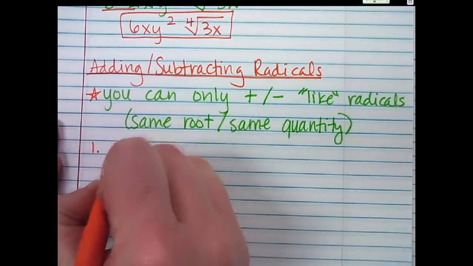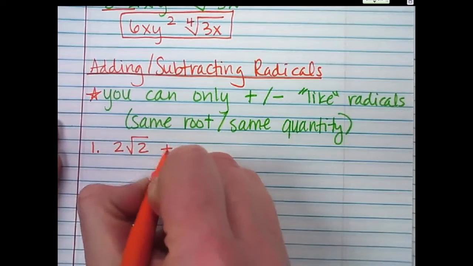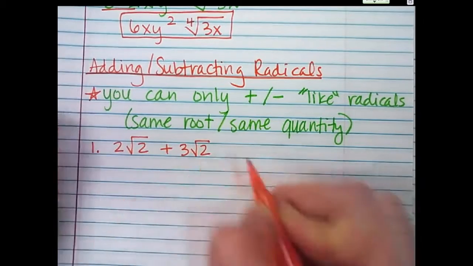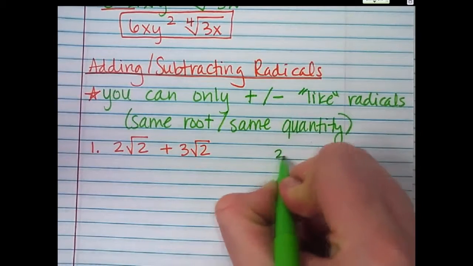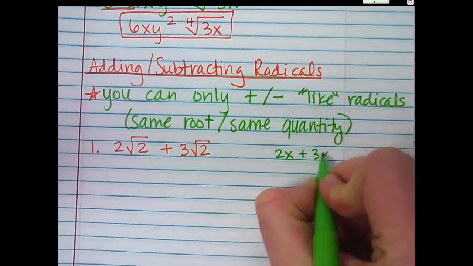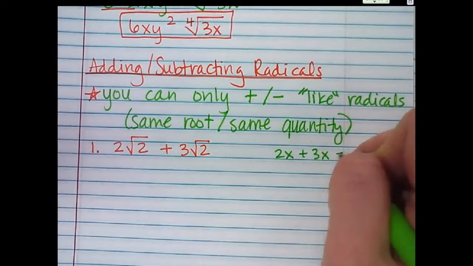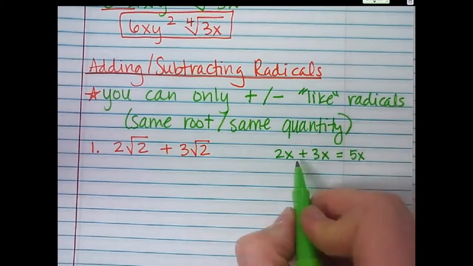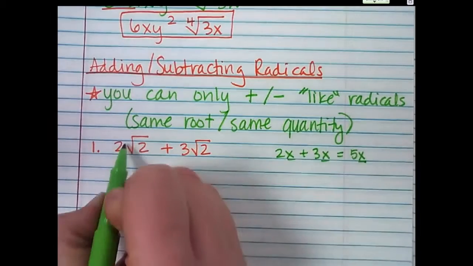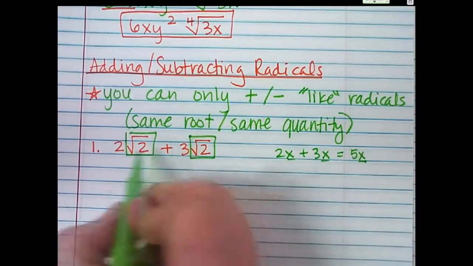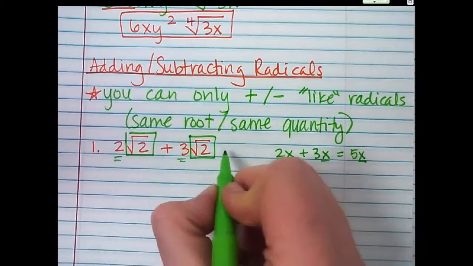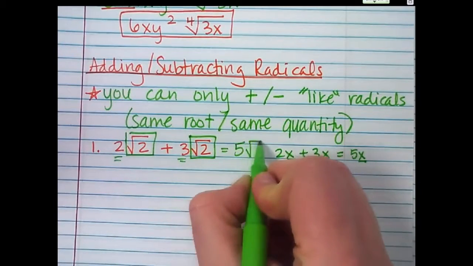Okay, so the first one, 2 square root 2 plus 3 square root 2. So this is exactly like if I was adding x's, like 2x plus 3x, that would be 5x. You don't touch the x's. Same thing here. These are exactly the same. So I don't touch the roots. I just add the coefficients in front. So my answer, 5 square root 2.